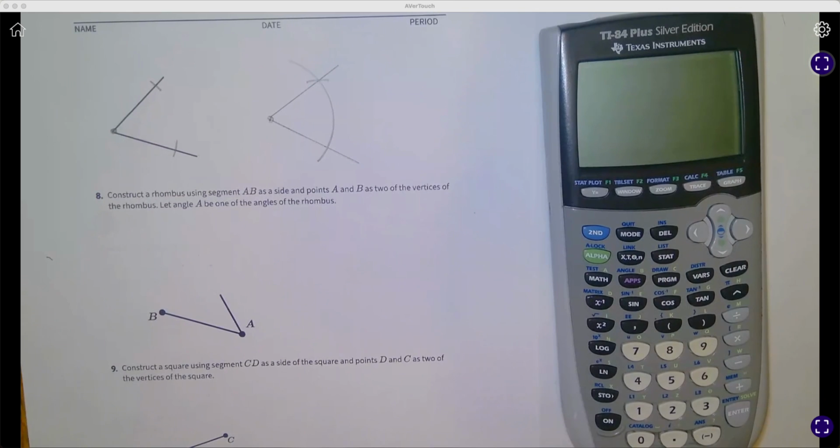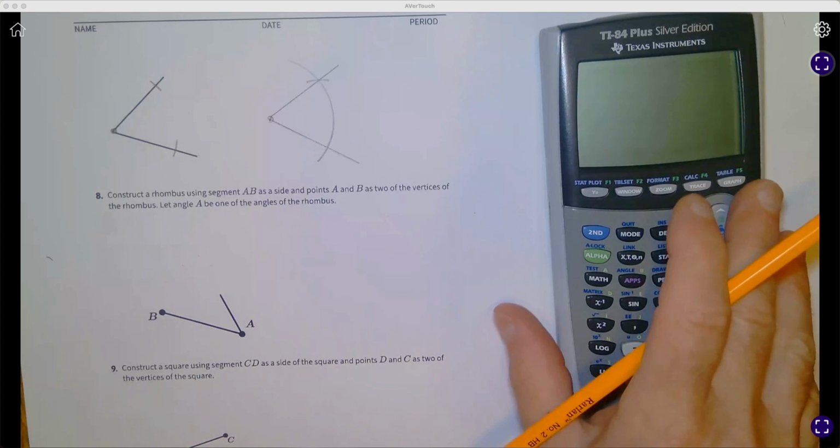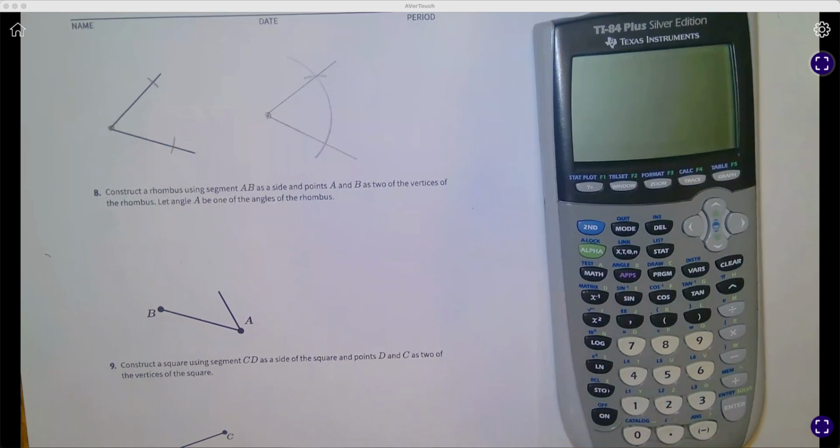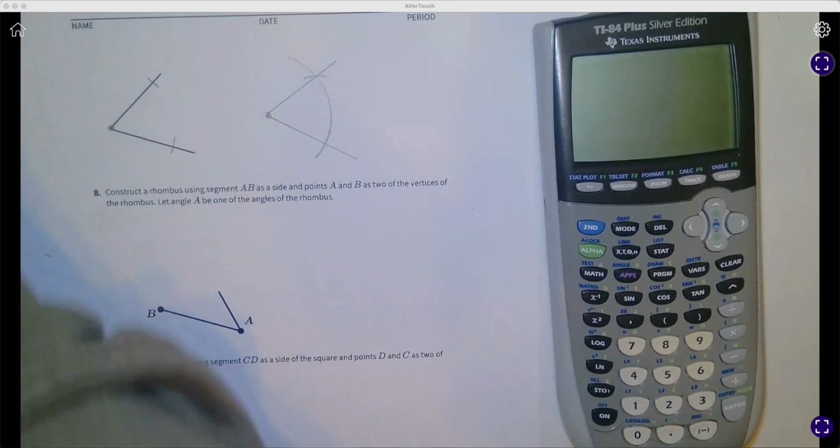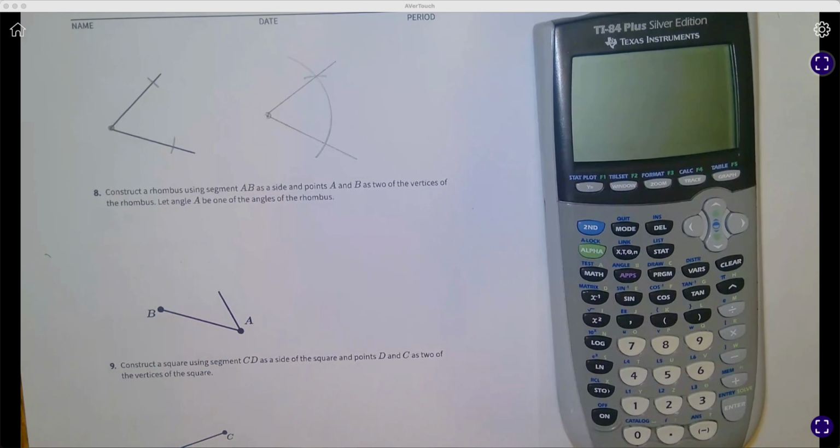Not bad. Construct a rhombus. Okay, so we got to know what a rhombus is, right? A rhombus is a quadrilateral. That means 4 sides, and all four sides are the same length. Okay, so that's huge. That's what we need to know. That's where we're going to work with it.